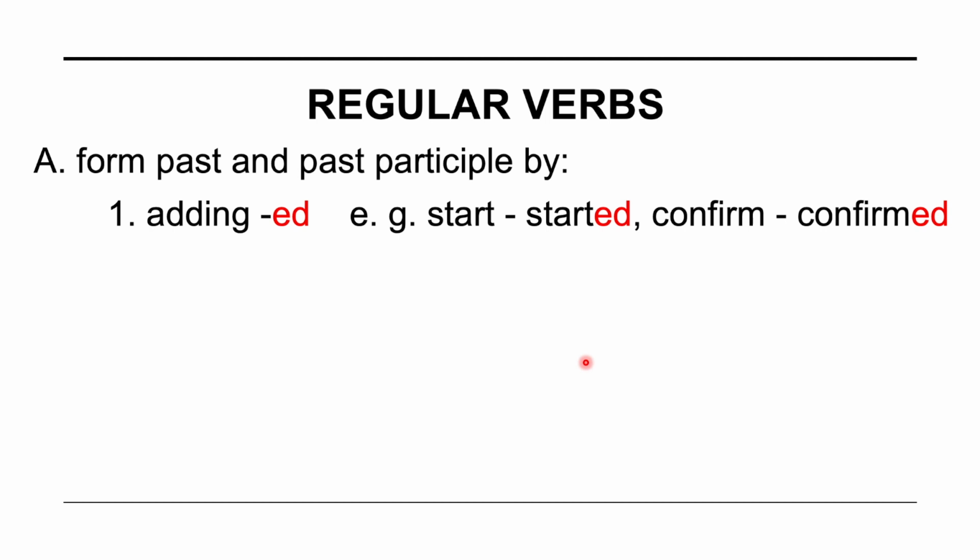Regular verbs. They form past and past participle. By the way, guys, we don't pronounce this as "participle." We say "participle." Say it with me. Participle. Participle. Okay. So, they form past and past participle by adding -ed. For example, start, started, confirm, confirmed. Okay, that's why regular verbs are highly predictable.